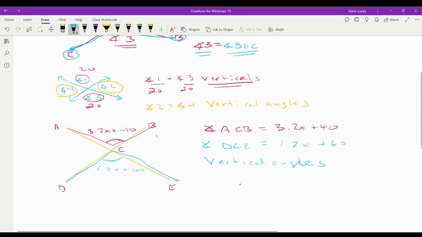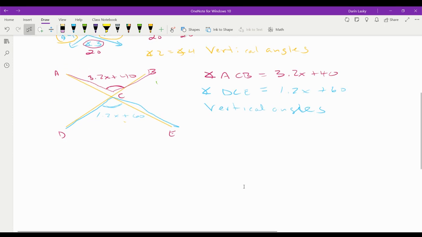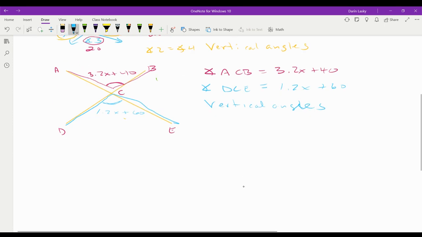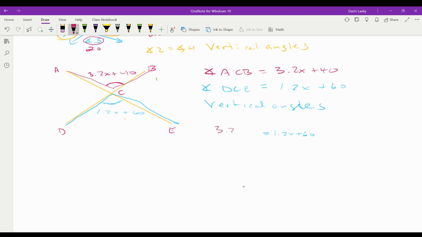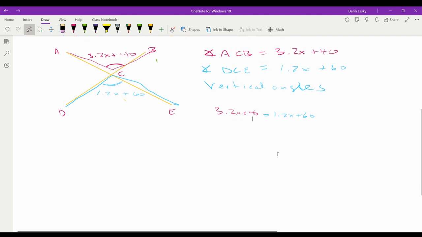So angle 1 was equal to angle 3 because they were across from each other. So if these things are equal to each other, I can set them equal to each other and say that 2x plus 60 is going to be equal to 3.2x plus 40. So now we can start working our algebra magic and solving these things.